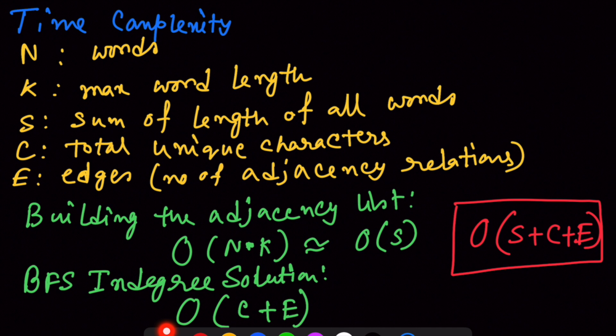C is the total number of unique characters. In the earlier problem we saw only 4 unique characters. E is the number of edges, the adjacency relations we are forming from the rules, from the words given. So the BFS in-degree solution will have complexity order of C plus E. For each node we do the traversal, and these are the edges. Overall complexity will be order of S plus C plus E. Not sure which one will dominate.